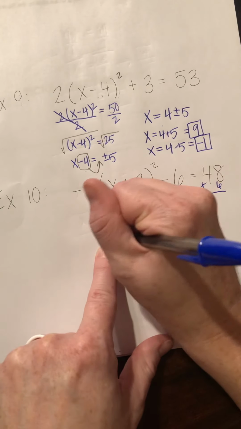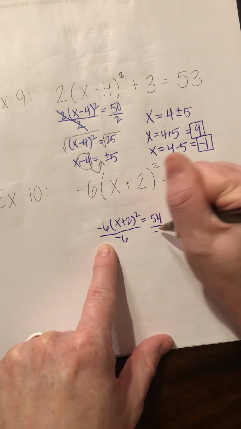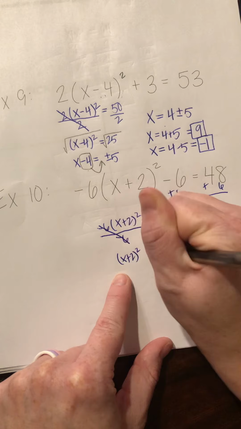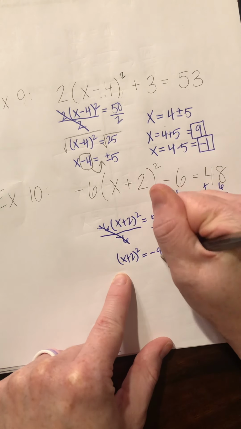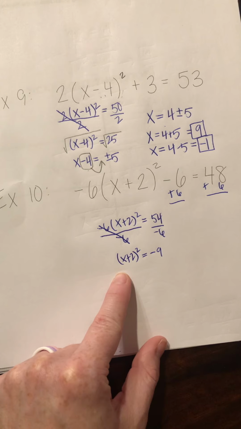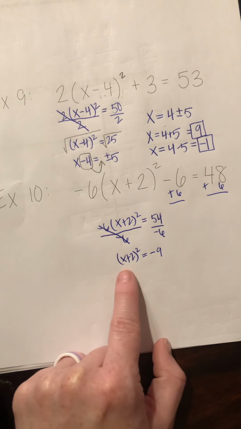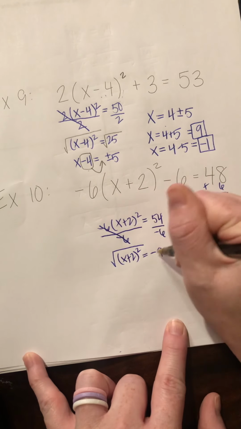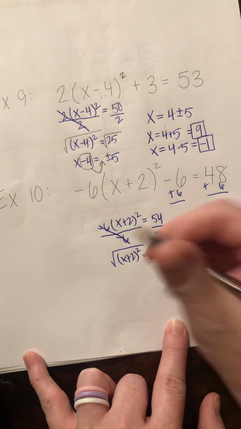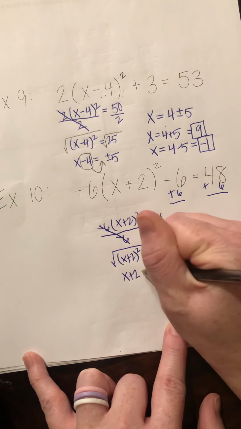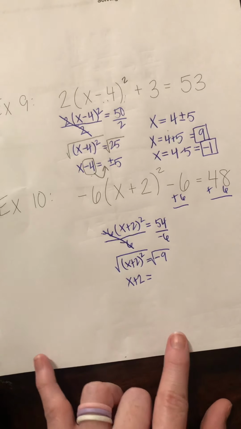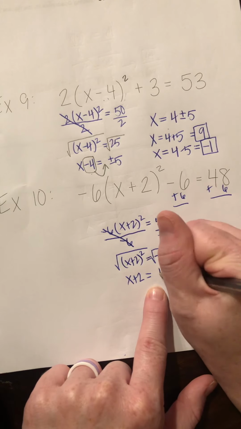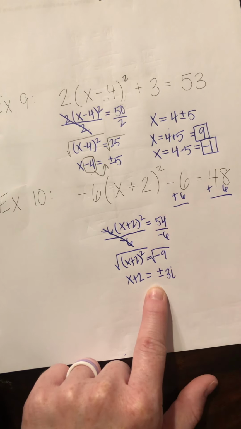Then I'm going to get rid of this negative 6. When I divide that by negative 6, I'm going to get x plus 2 squared equals negative 9. All right, then I've got everything down to where the square is the only thing attached right now. I'm going to take the square root on both sides. So that eliminates the parentheses and the square. I've got x plus 2 equals, all right, well, I know that the square root of negative 9 is plus or minus 3i.